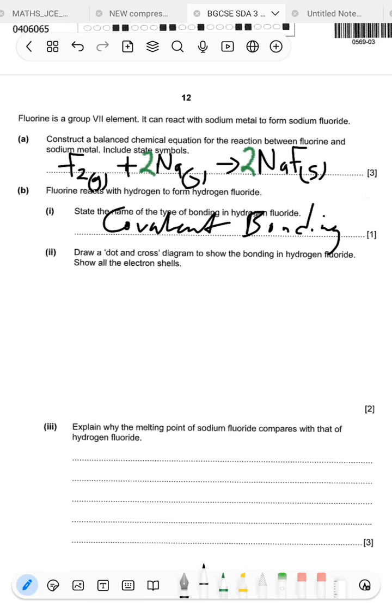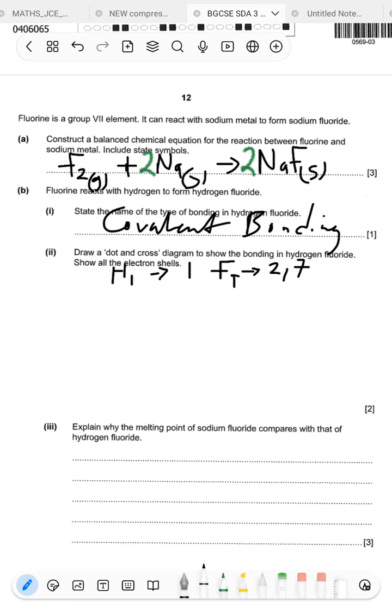Draw a cross and dot diagram to show the bonding in hydrogen fluoride. Show all the electrons. Now when it says show all the electron shells, you must show all the electron shells. Let's start with the configuration. Hydrogen is 1, so the configuration is just 1, and fluorine is 9, so the configuration is going to be 2,7. So that's the configuration.